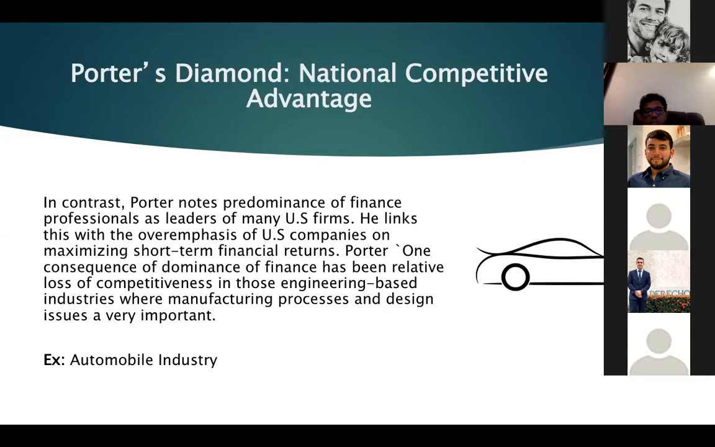Porter says that in countries like Japan, most of the CEOs or presidents of companies have an engineering background, because they value technology more than finance or any other subject. So this is what Porter found.